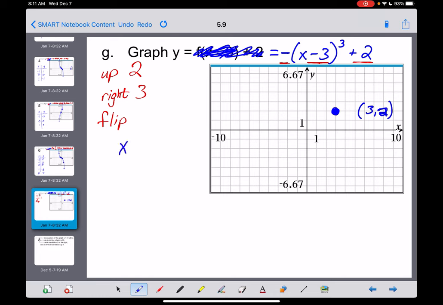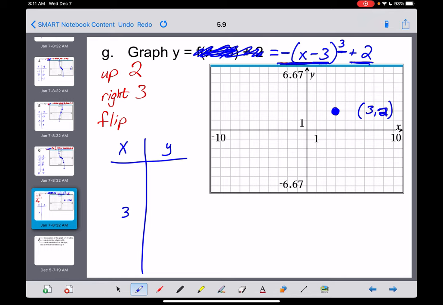But let's not just assume, everybody. It's not that hard to check this, and this is a great habit to get into. When x is 3, we should end up with a y value of 2. Let's check it. x is 3. 3 minus 3 is 0. 0 cubed is 0. The opposite of that 0 is 0.